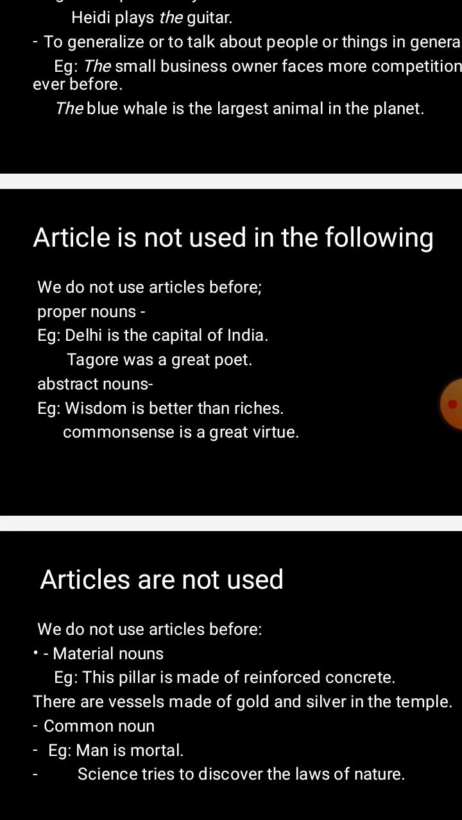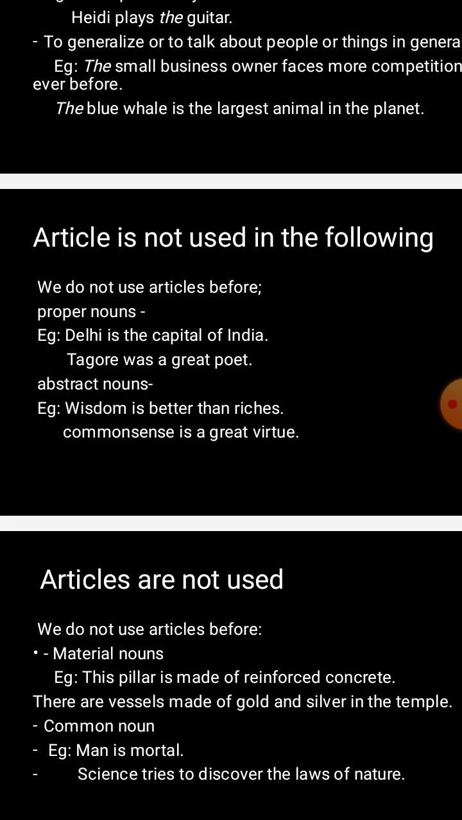Before abstract nouns, that is wisdom, knowledge: wisdom is better than riches. Common sense is a great virtue. You don't say the common sense or the wisdom, the knowledge. All this is wrong. So before abstract nouns, you do not use the article the.